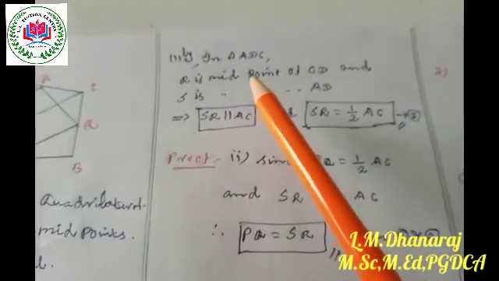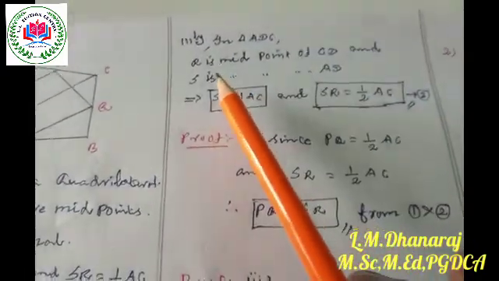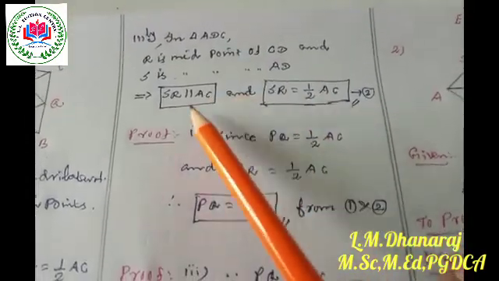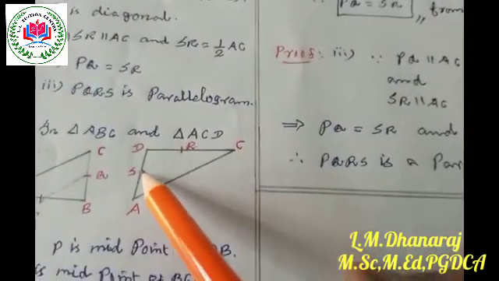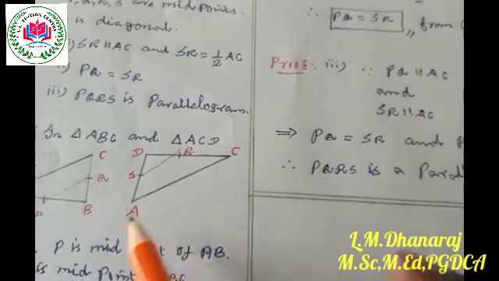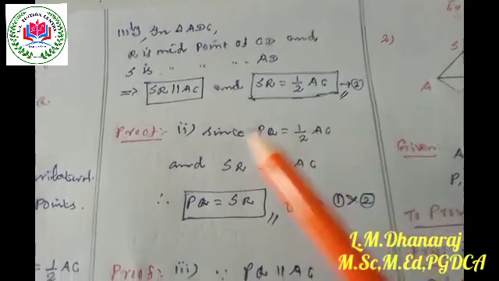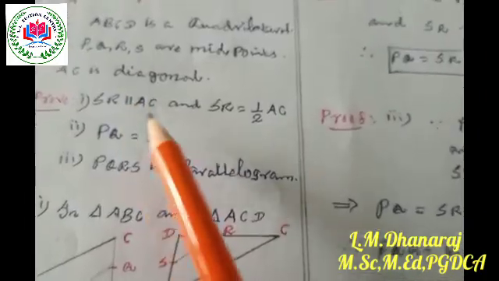Now let us consider the triangle ADC. R is the midpoint of CD and S is the midpoint of AD. Now SR is parallel to AC and SR is half of AC. Make it equation number 2. So this proves the first one: SR is parallel to AC and SR is half of AC.